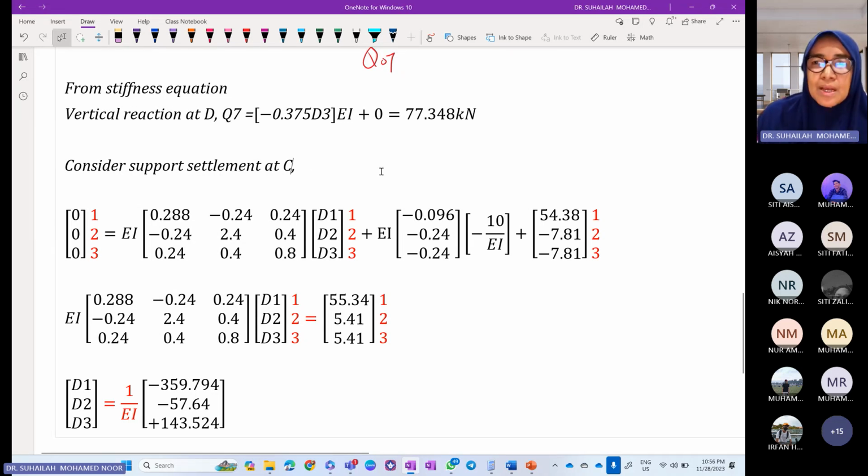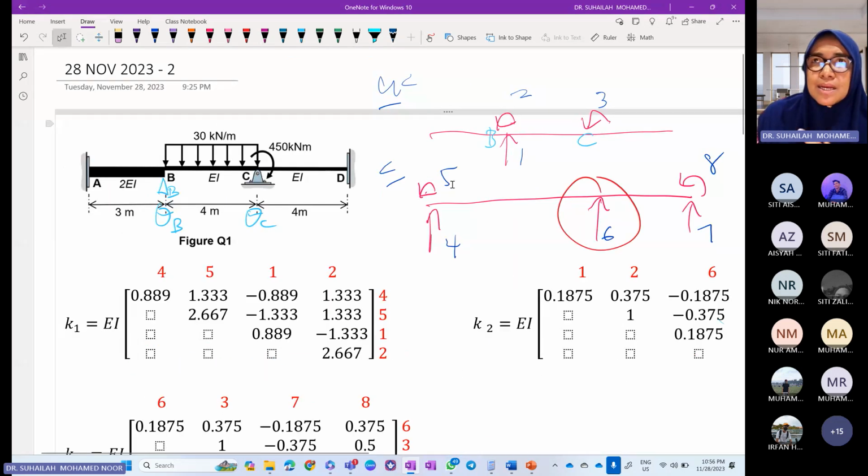What does it mean? Okay, support settlement ni berlaku pada support. Constraint lah pada support. Okay, dia kata dekat C, settle 10 over EI. Dekat C tu, settle means vertical. Vertical memang ada pada C lah, pada constraint, sebab dia support. Dia bukan ada dekat atas tu. Sebab support settlement, nama dia pun support settlement. Constraint is support. So dia ada pada 6. And support settlement means D6.